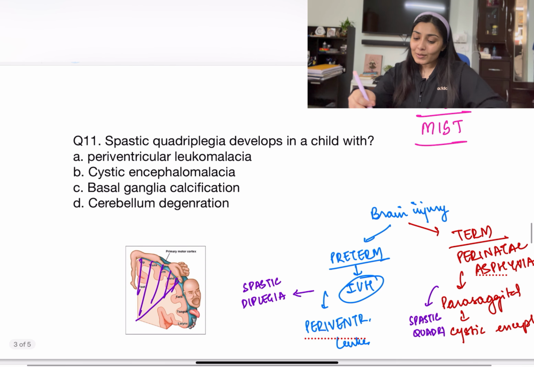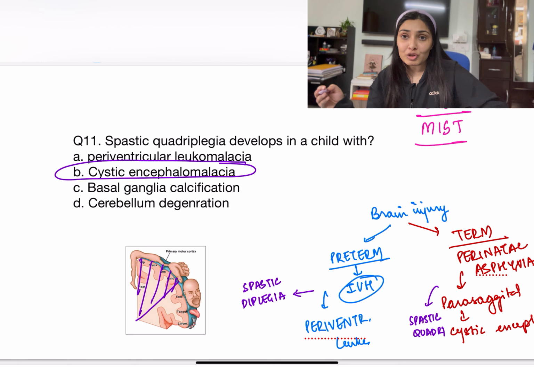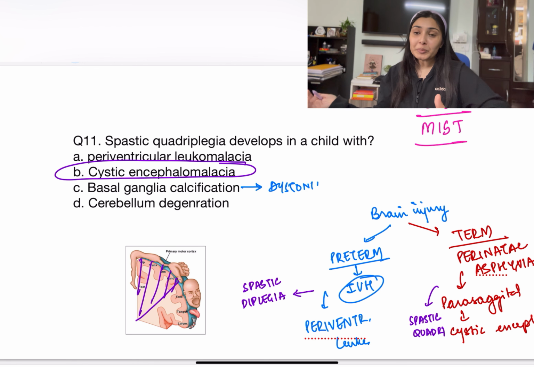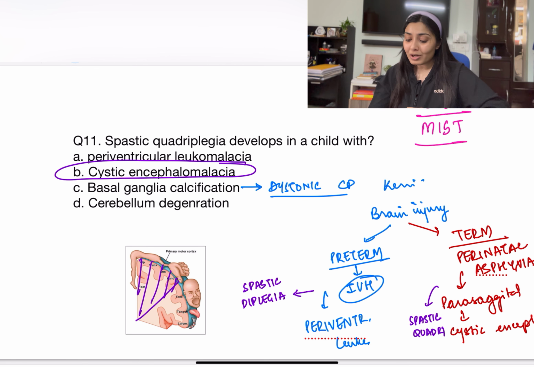Apart from that, let's look at the other options. Basal ganglia involvement is seen in kernicterus. So this child would have dystonic CP associated with kernicterus, and cerebellum degeneration would be associated with cerebellar ataxia and other cerebellar signs, right? So this completes our question number 11. Let's move on to the next question.